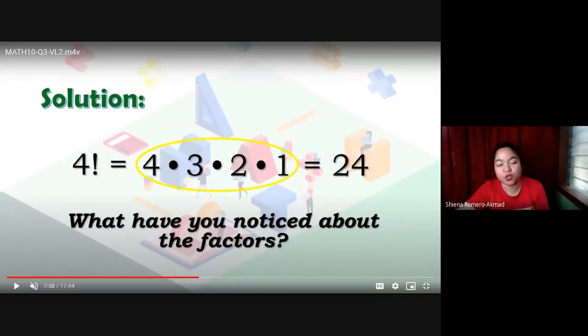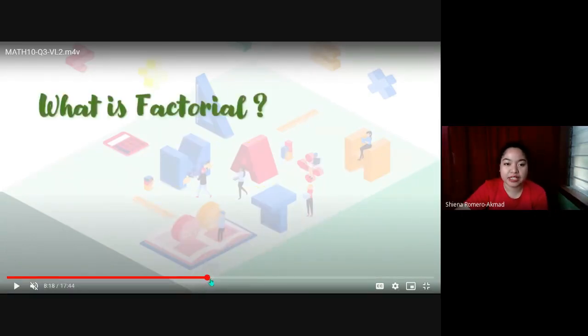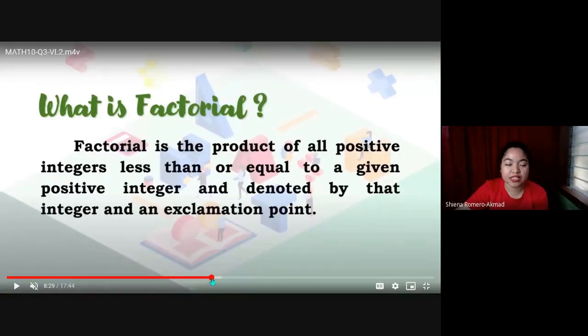How about 100 factorial? Ganun din, 100 times 99 and so on up until we get to 1. Okay? Naintindihan? So, for you to understand more of factorial, let us look at the definition of factorial. A factorial is a product of all positive integers less than or equal to a given positive integer and denoted by an integer and an exclamation point.